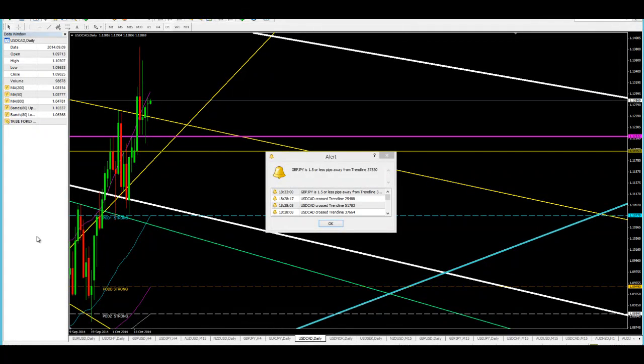So our calls for today are euro dollar sell at 1.2820, pound dollar sell at 1.6215, dollar yen sell at 107.11, and New Zealand dollar sell at 0.8005.